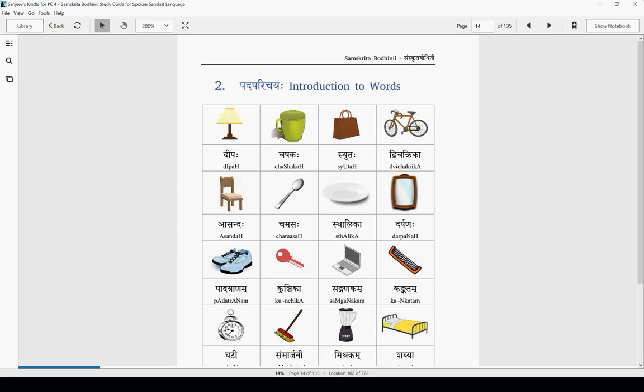Can you pronounce the key? How do you pronounce the key? Bhagini, once more, Vijaya. Only this one, key. That is Kunchika. Kunchika, key. This Sanganakam is for computer as well as laptop, ji? Yes, Sanganakam, computer, laptop, anything which computes.